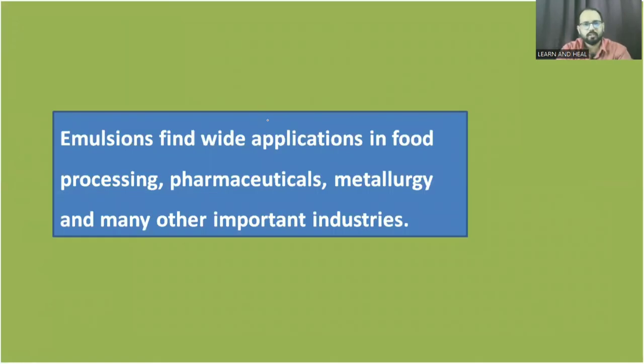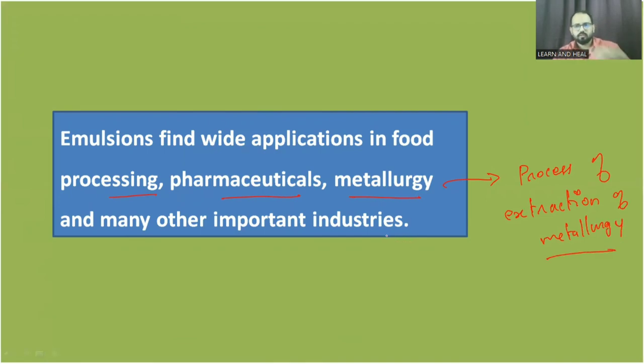Then what are the applications? Emulsions find wide application in food processing, pharmaceuticals, and metallurgy. Metallurgy is nothing but the process of extraction of metals. We'll be studying that in the later higher classes. We'll study metallurgy in detail. It is a process of extraction of metals. So these are the applications of emulsion.